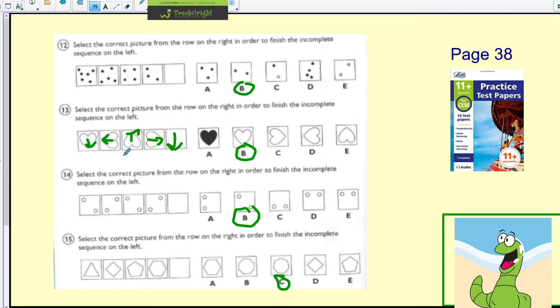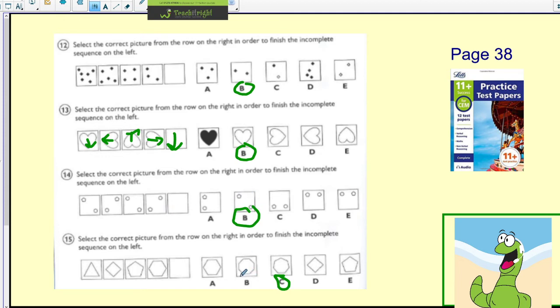14, from left to right, the pentagon moves clockwise from one corner to the next. So you can see the corners are alternating around. And then the circle moves in a clockwise direction again from one corner to the next. So they're sort of chasing each other around the shape. And then, following that, the pentagon needs to end up here, as it does, and the circle needs to end up down there. So pentagon top left, circle bottom right.